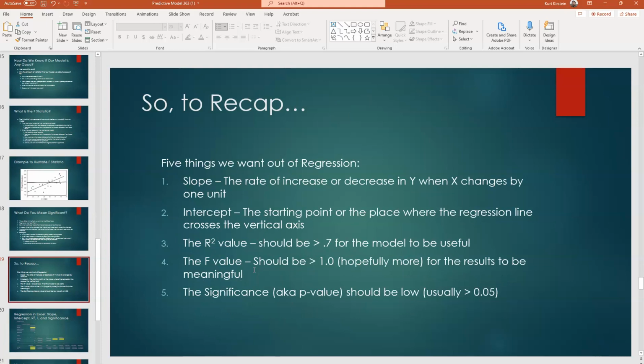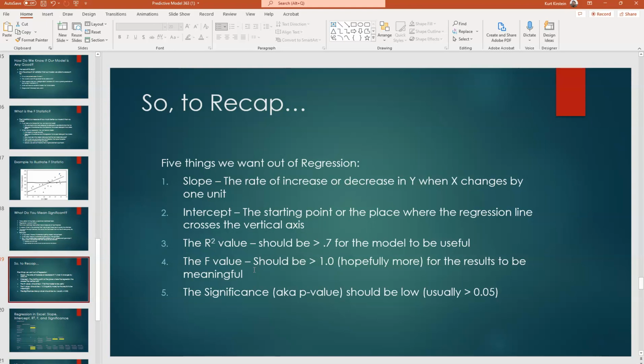Okay, so to recap, the things we want to get out of regression. We will get the slope. That is the rate of increase or decrease in y when x changes by 1 unit. The intercept is the starting point, or the place where the regression line crosses the vertical axis. It's our starting point, and then we add to it or decrease from it depending on the slope of the regression line.